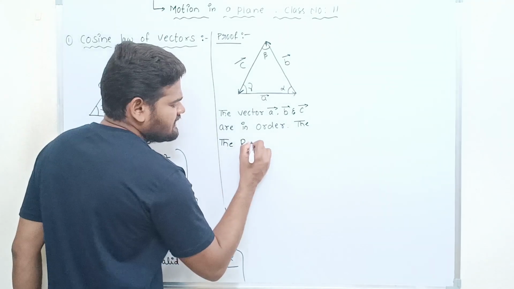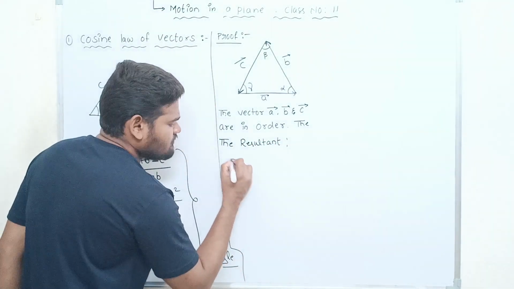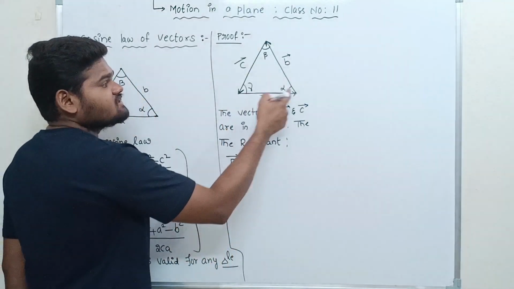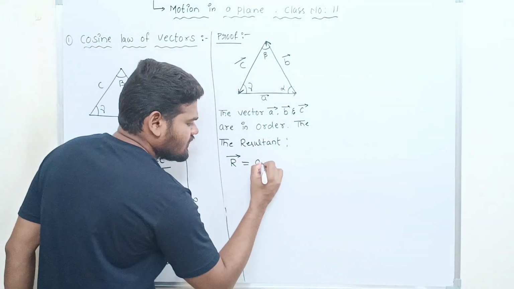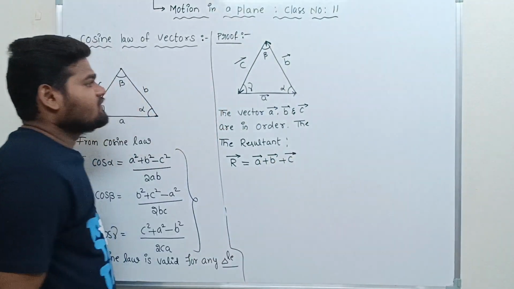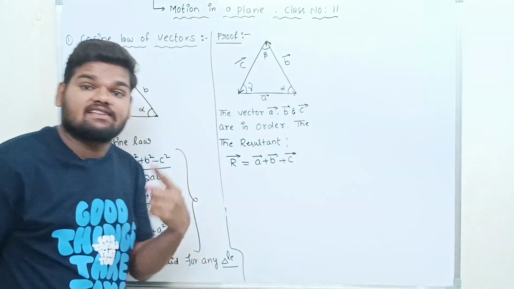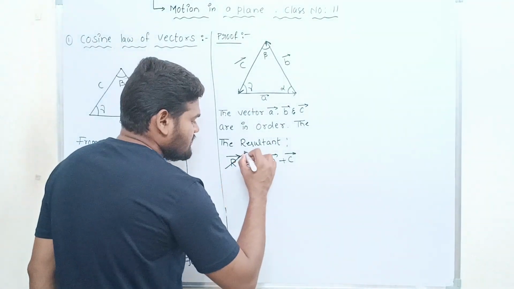Then the resultant is given by, in general we can write, resultant R bar is equal to, since the three vectors are in order, A bar plus B bar plus C bar. And have a look, there is no closing side for this triangle. Then the resultant vector becomes 0.